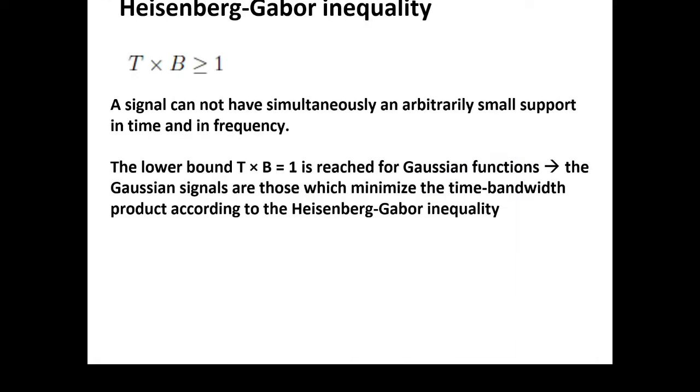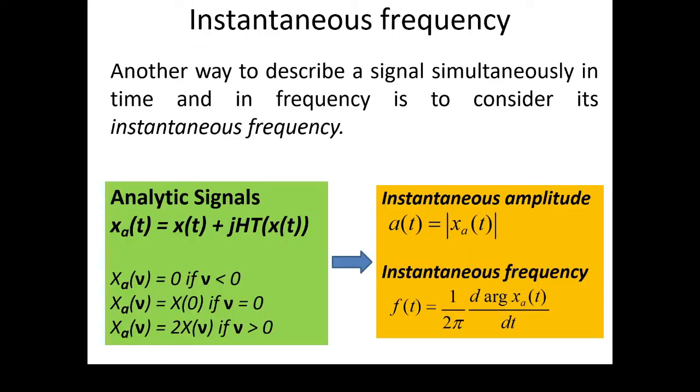So there is a Heisenberg-Gabor inequality which says the time bandwidth product should be greater than or equal to 1. So why does STFT have a problem at the lower frequency? Because of this inequality. If your time bandwidth product is not greater than or equal to 1, you will be getting the distortions.